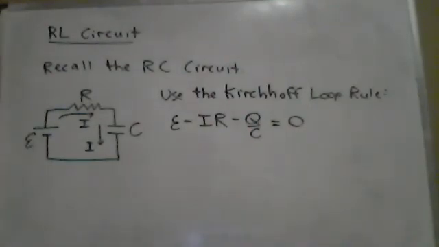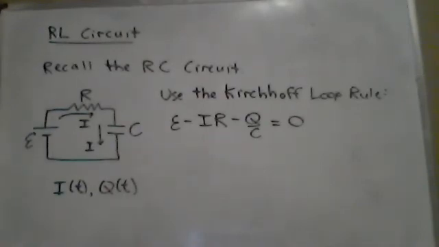And remember, I is a function of time, and so is Q. Great, I have an equation, but the problem is I have one equation and two unknowns. My unknowns are I as a function of time, and the charge on the capacitor plate as a function of time. One equation, two unknowns. That means I can't solve it.